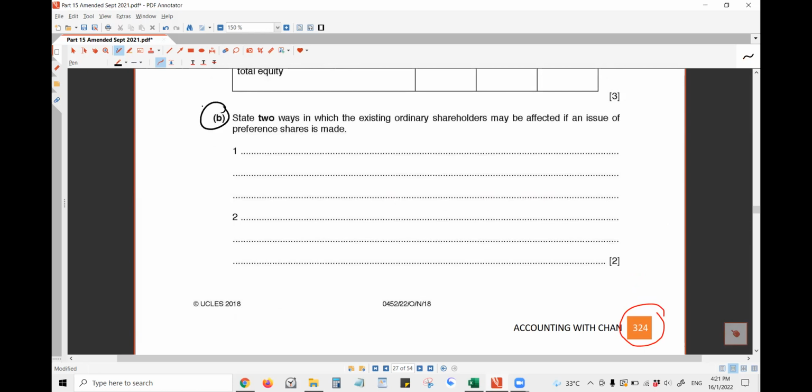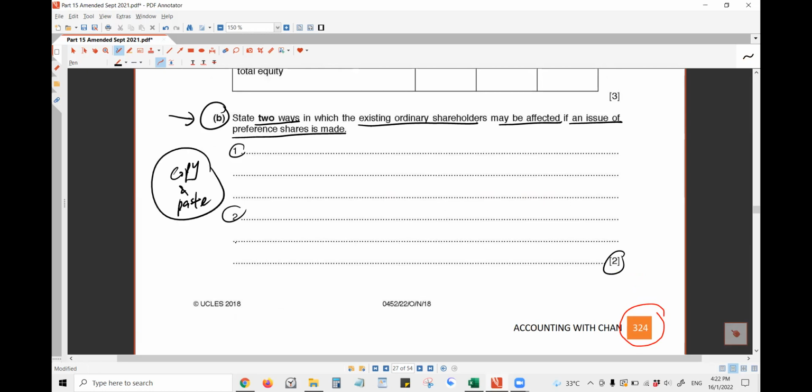We are now looking at question B of page 324. State two ways in which the existing ordinary shareholders may be affected if an issue of preference shares is made. Is this the same question as the one we did just now? Yes, it's the same question, again a 2-mark question. It's the same answer, so just copy and paste yourself. Why am I bringing you here? Because it's to show you how popular this question is in the actual exam.